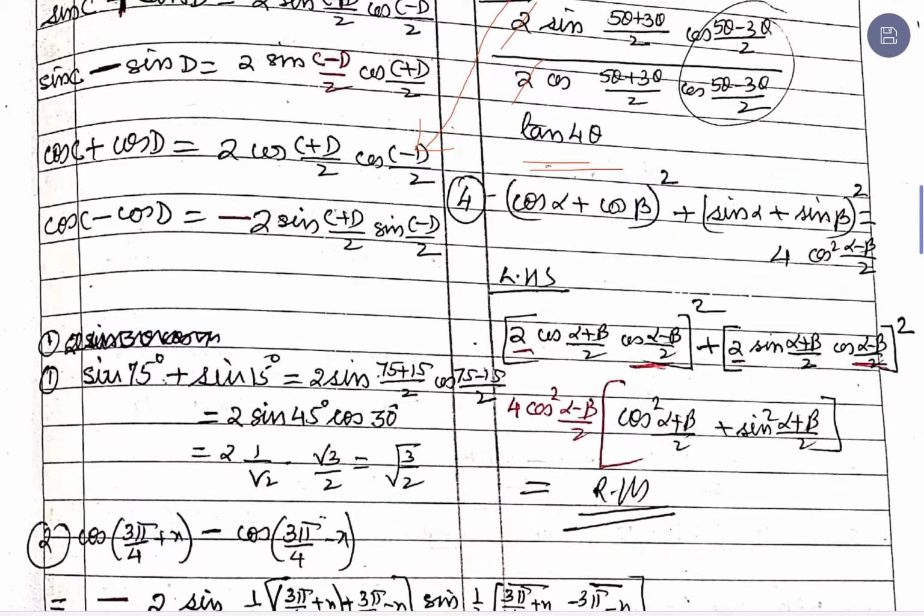If this is read as a plus b, then we go for the expansion of (a plus b) whole square, which gives you a square plus b square plus 2ab. Likewise this can be read as (c plus d) whole square, which gives c square plus d square plus 2cd. Now this is further added up, so one more expression is to be added. Cos square alpha plus sin square alpha gets added up and you get 1. Cos square beta plus sin square beta on adding gives you 1. So 1 and 1 makes it 2.